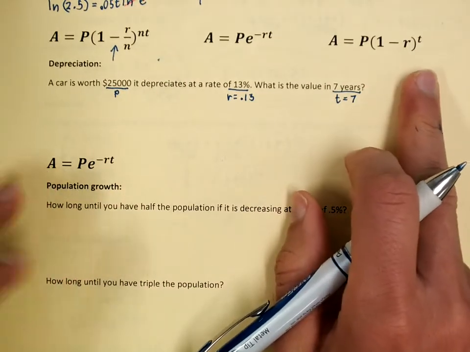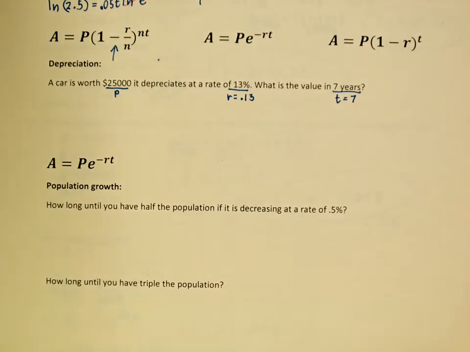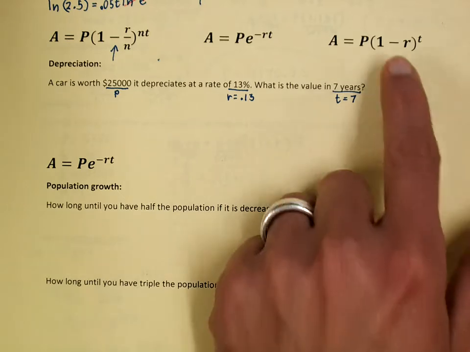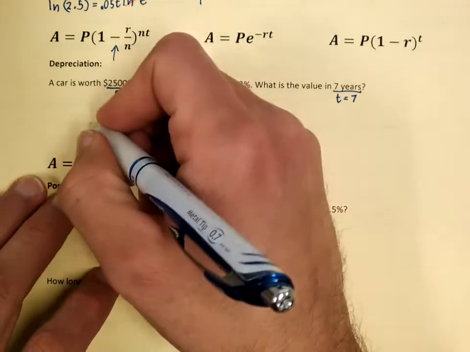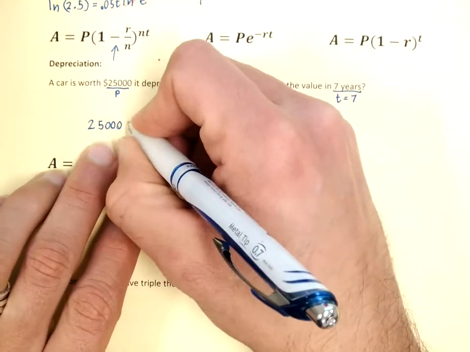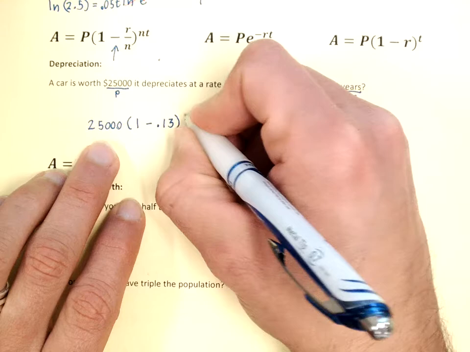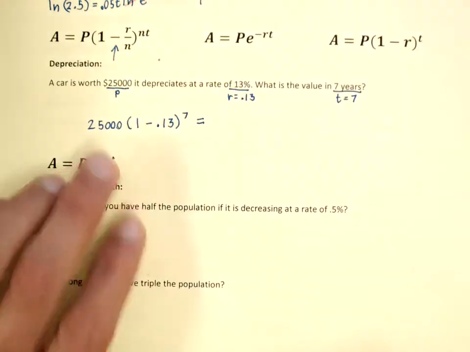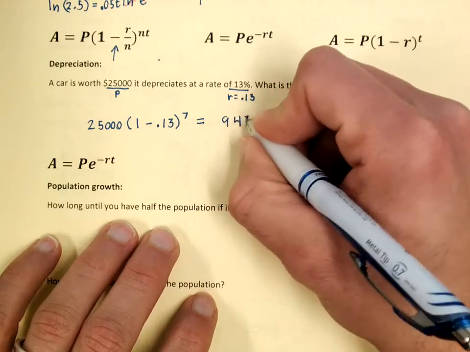So again, if you start with some amount of money and you end up with less money, then that something is depreciating. Okay, so in this case, since they didn't talk about any compounded interest, then we're going to use this one. Or you can say that n is 1, it's the same thing. So we're going to go ahead and use that one. So we have $25,000 times 1 minus 0.13 to the 7 years. And if you plug it in your calculator exactly like you see it, it is 943.14.